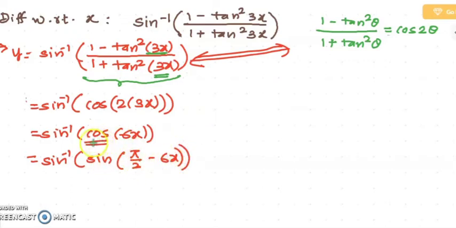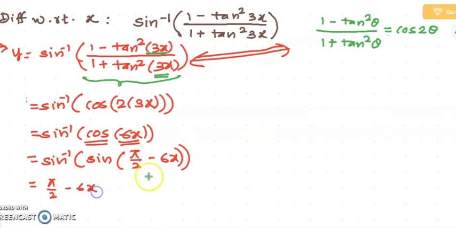So always, if you want cos x to be converted into sine x, just write it as sine of pi by 2 minus x. In this case cos 6x is written as sine of pi by 2 minus 6x. If you want to convert cot into tan, cosec into sec, you just have to do the same trick. It's a relation between sine and cos. So what is remaining after that? Sine inverse of sine of pi by 2 minus 6x is just pi by 2 minus 6x.